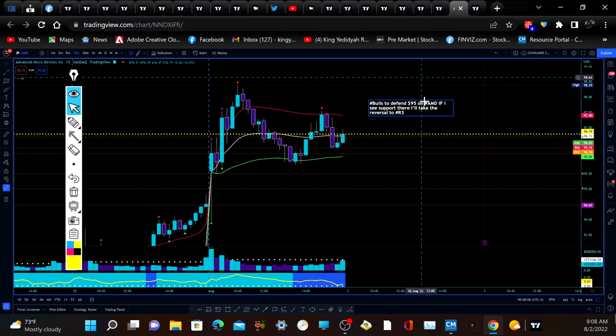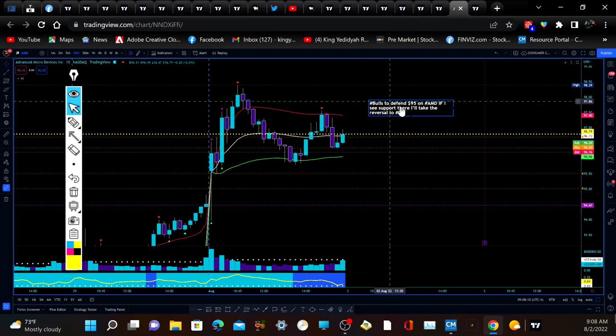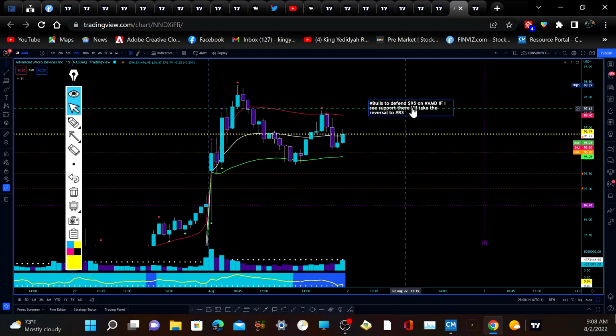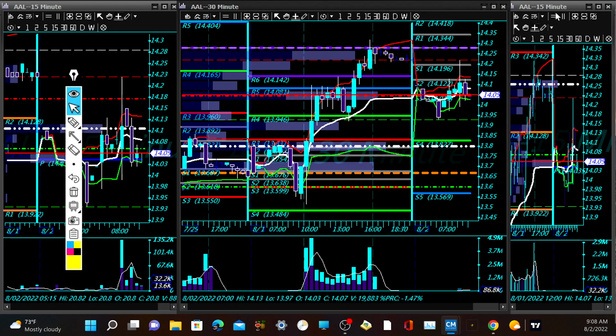And last one, AMD. So bulls to defend 95 on AMD. If we see support, I'll take the reversal to R3. So support at 95. Let's see what kind of Camarilla level we have on AMD.